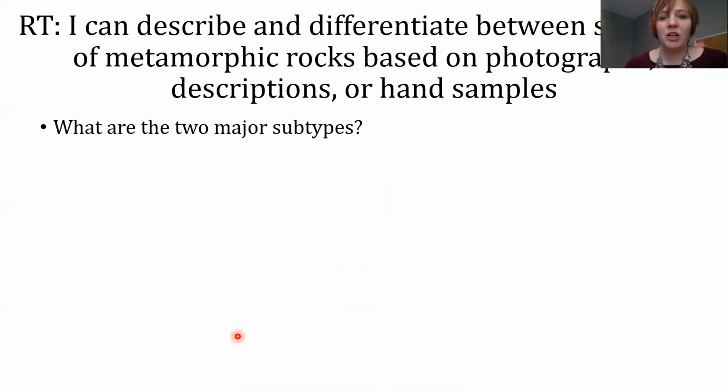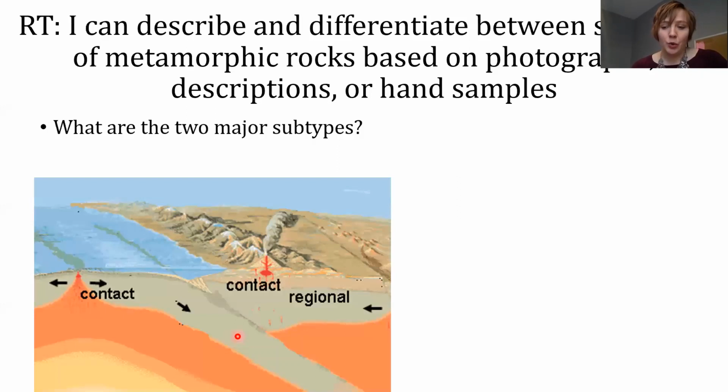So metamorphic rocks have 2 major subtypes. Well, the major subtypes that we've talked about are contact and regional. Take a second to see if you can remember how each of those is formed. So contact metamorphism happens when rock comes into close contact with magma, right? So on the image here, we have contact where we have volcanoes and magma, right? So that's causing contact metamorphism.